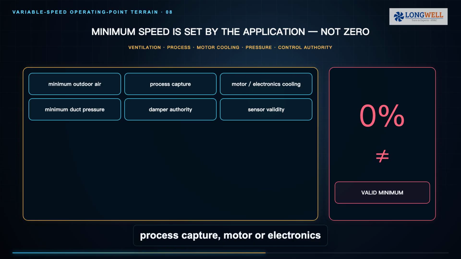Outdoor air ventilation, process capture, motor or electronics cooling, minimum duct pressure, damper authority, and sensor validity may all impose a floor. A 0% command is not automatically a valid minimum, and some products define a separate stop state.